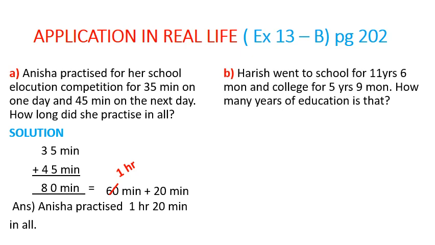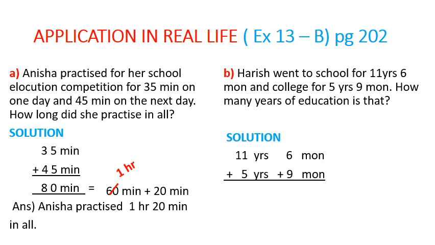Okay. Now we will do question number B. Harish went to school for 11 years 6 months and college for 5 years 9 months. How many years of education is that? So what to do? We have to find the total number of years spent, isn't it? So we have to do addition. Solution. First of all, we are going to write 11 years 6 months and 5 years 9 months one by one down. We need to add months separately, years separately. What do we get now? Yes, 16 years and 15 months.